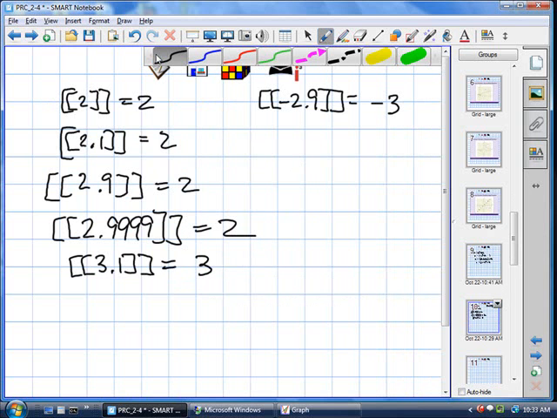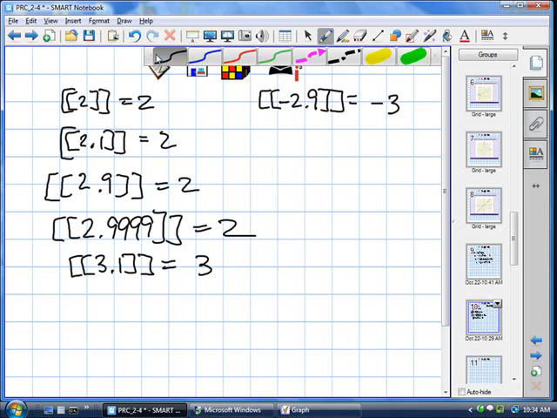Yeah, here's some of the stuff like I did on the board. I guess I did use the double bracket here, like the book does. You know, what's the greatest integer of 2? 2. What's the greatest integer of 2.1? 2. What's the greatest integer of 2.9? 2. Might as well take a nap, right? Keep getting 2. Of course, until I do go to just a hair over 3, now I'm going to be stuck on 3 for a while, and so forth.